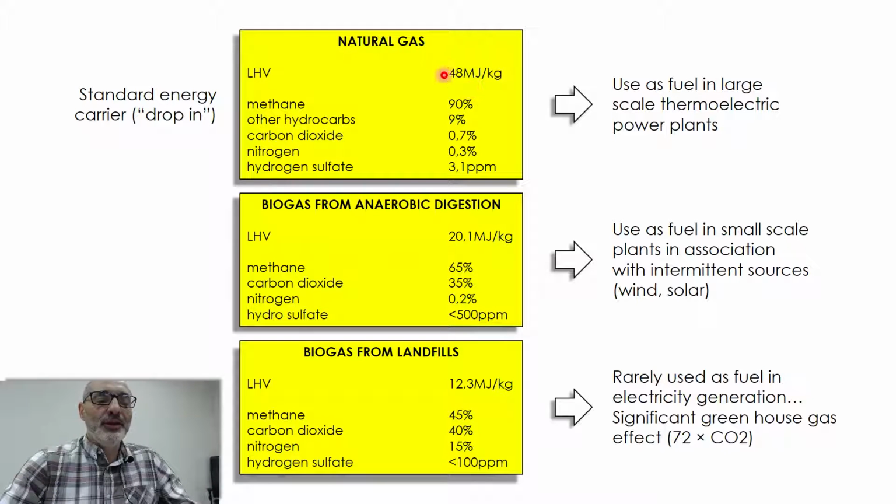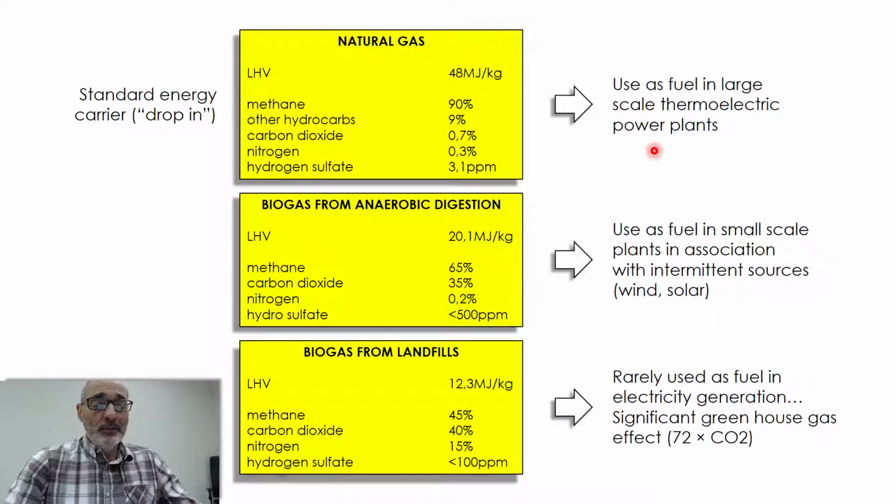Just for you to have an idea, sugarcane bagasse with 50% moisture is less than 10 megajoules per kilogram. So natural gas is very rich in terms of energy content, and for this reason, this is the prime fuel for large-scale thermoelectric power plants, just like the one I showed you, Governador Leonel Brizola power plant.